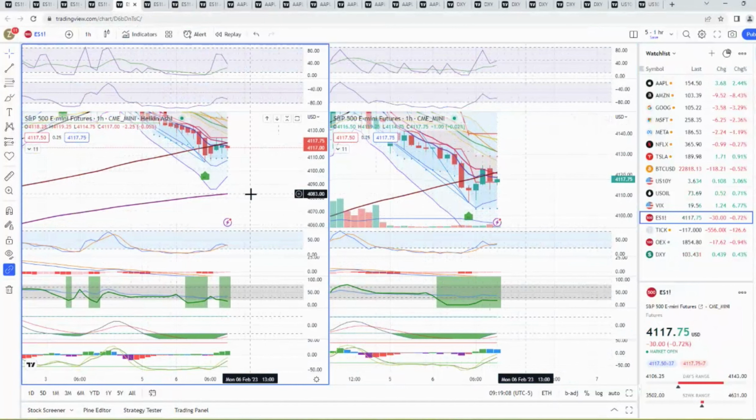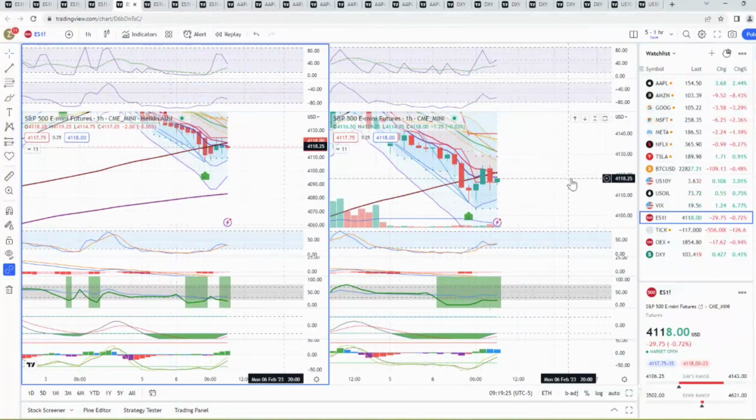If ES starts to come back down, then 4080 probably should be the lows for today. If that happens, I'll be very much looking for a bounce right about here. Yeah, so that would make it a 1.5% day to the downside. Cool.